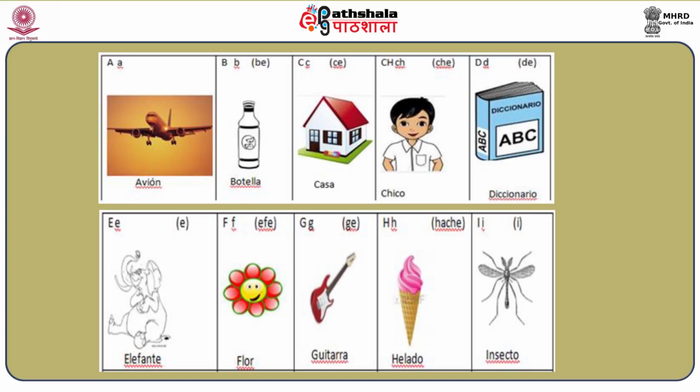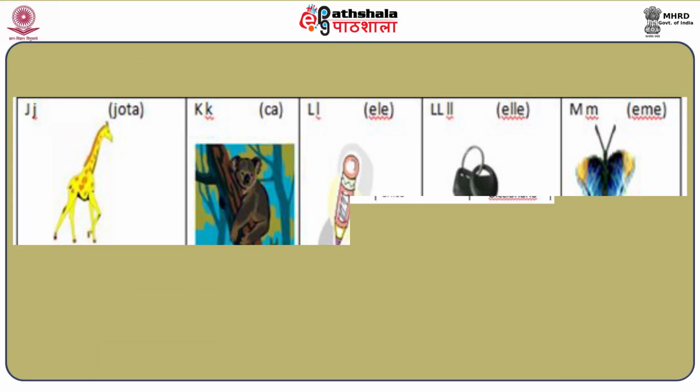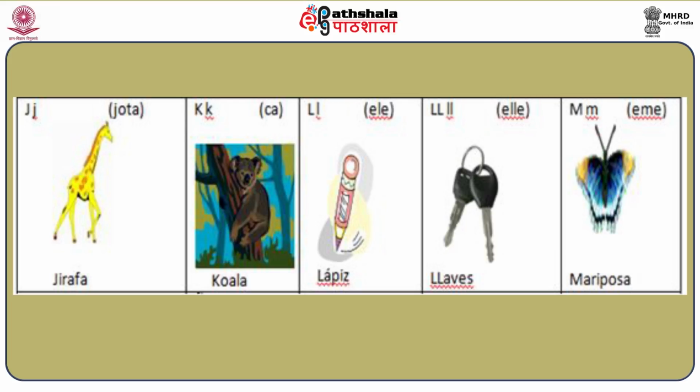E is pronounced as A as in elefante. F is pronounced as F as in flor. G is pronounced as G as in guitarra. H is pronounced as H as in helado. I is pronounced as E as in insecto. J is pronounced as Jota as in jirafa.